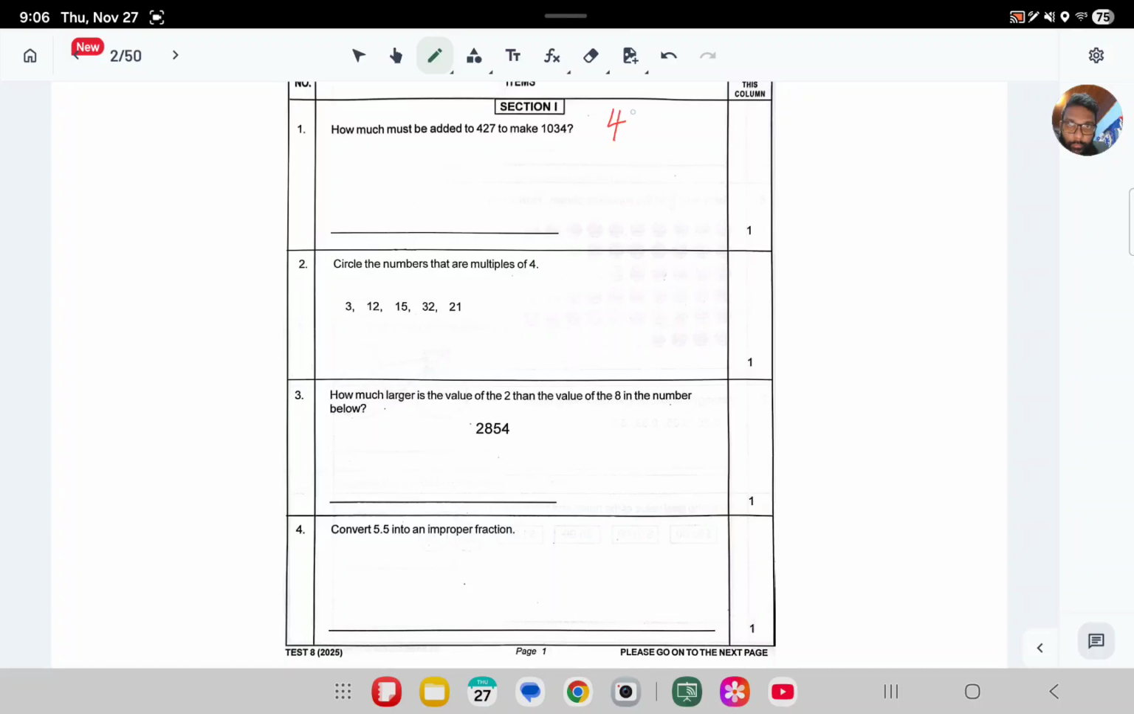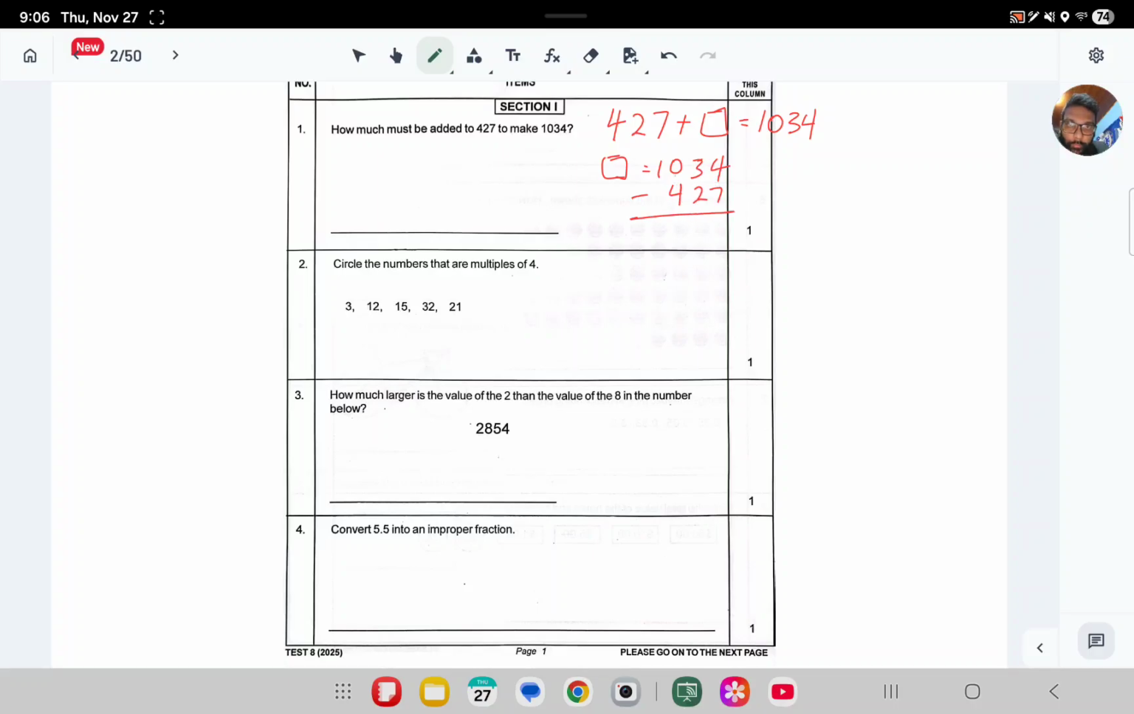So we have 427 add some number will give us a total of 1034. To find out what the unknown number is, we take the 1034 and subtract 427.